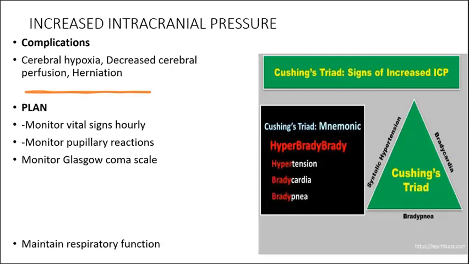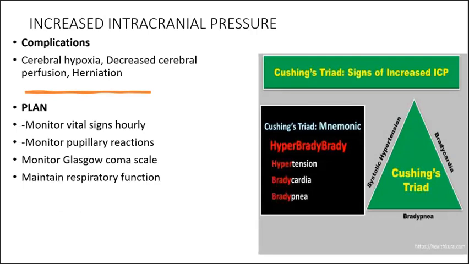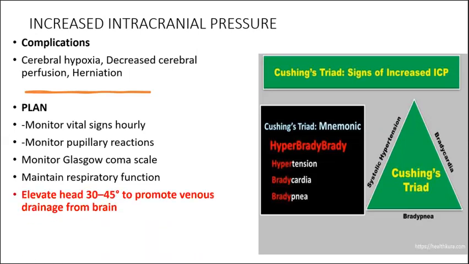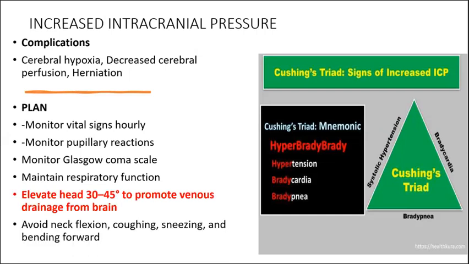We also want to maintain respiratory function in our clients. Again, positioning, elevate the head of the bed 30 to 45 degrees. Why? It's going to help to promote venous drainage from the brain. So again, you want to remember this on the NCLEX. We also want to avoid neck flexion, coughing, sneezing, and bending forward. We can even support the client in a cervical collar or neck rolls. And we also want to reduce environmental stimuli.